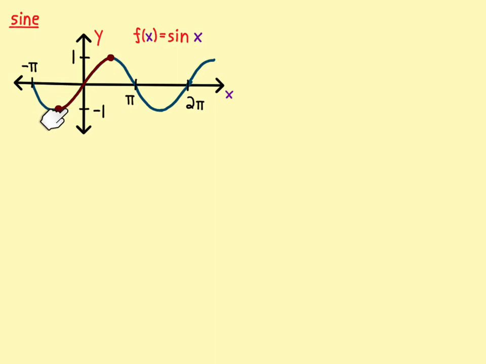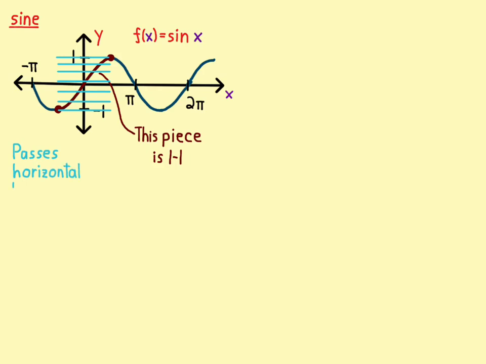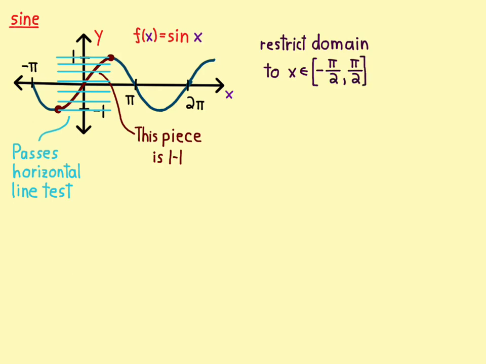So just this little piece of sine is what we're going to find the inverse of, because that piece is 1 to 1. See? It passes the horizontal line test for 1 to 1-ness. And that means that little piece has an inverse. So we say we restrict the domain to the interval negative pi over 2 to pi over 2. The range remains -1 to 1, as you can see from the illustration.